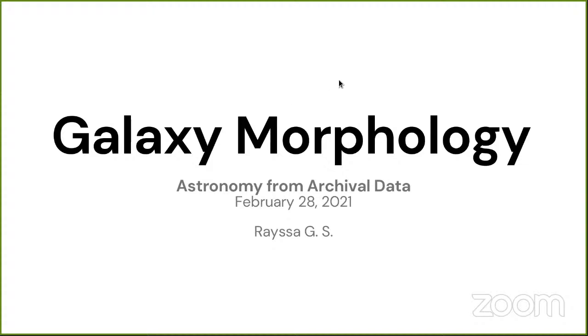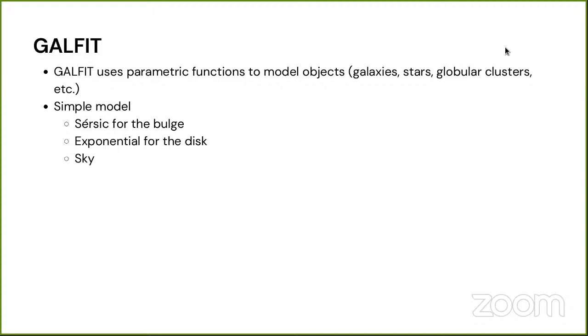And today I'm going to present what I have done in the Galaxy Morphology project. I started this project 2 weeks ago, so I didn't get around to do much, but here's what I did. So the goal of this project is to study the morphology of galaxies. And to do that, we use a program called GALFIT. This program can fit the light of astronomical objects, not only galaxies, it can fit the profile of globular clusters, protoplanetary disks, and a lot of other things.